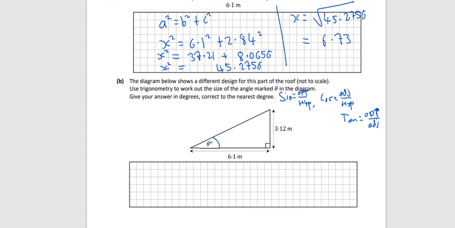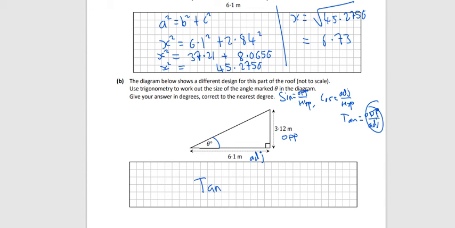Right, if I look at the angle theta, the opposite is over here. The adjacent is down here. The hypotenuse would be up here, but there's nothing there, so we don't worry about it for this question. Therefore, it's going to be tan that we're using. Tan is the only one with opposite and adjacent in it.